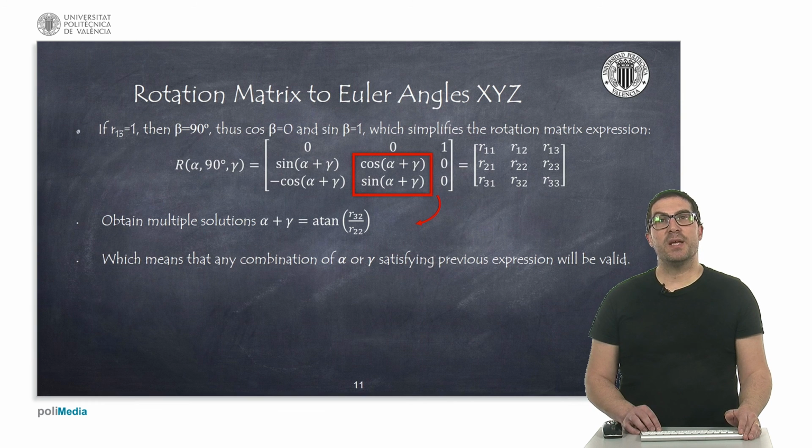When beta is 90 degrees, this corresponds to a gimbal lock situation, and indeed we lose a degree of freedom. We can easily see this by simply substituting beta with 90 degrees and, after some maths, obtaining the analytic expression of the resulting rotation matrix. We can see that alpha and gamma both contribute to the same rotation. So we can obtain multiple combinations of alpha and gamma to represent the same orientation.